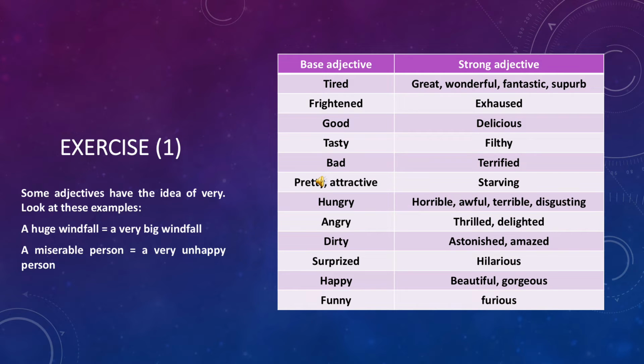And here is an exercise about the use of base and strong adjectives. Some adjectives have the idea of very. They are intensified by themselves. Look at these examples. A huge windfall is equal to a very big windfall. Miserable person equals a very unhappy person. So the exercise is to match base adjectives with strong adjectives basing on meaning. So for example, we have the adjective tired, and the strong adjective of this base adjective is exhausted.